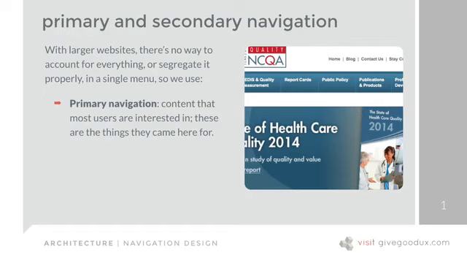In the example on the right, that's this big blue bar. This is NCQA, a healthcare accreditation organization. What exists in that blue bar are the primary things that they offer their customers.